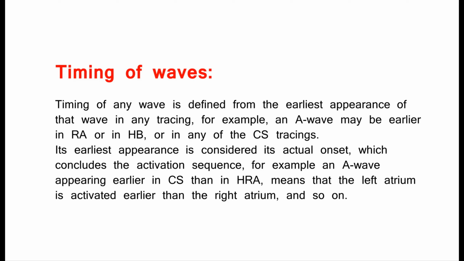Timing of waves. Timing of any wave is defined from the earliest appearance of that wave in any tracing. For example, an A wave may be earlier in RA or in HB, or in any of the CS tracings. Its earliest appearance is considered its actual onset, which concludes the activation sequence. For example, an A wave appearing earlier in CS than in HRA, means that the left atrium is activated earlier than the right atrium, and so on.